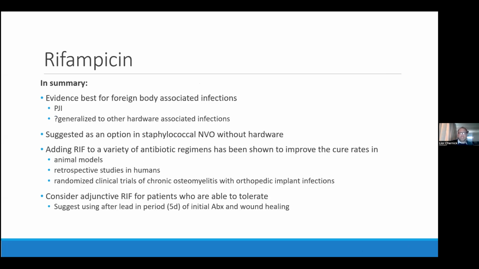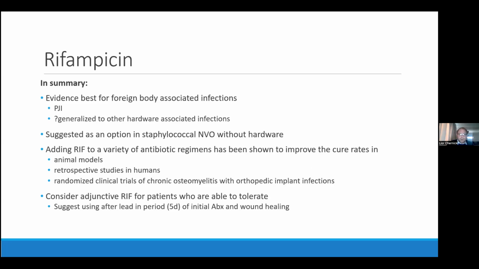It's suggested as an option in native vertebral osteomyelitis related to staph, even in the absence of hardware. It's suggested as a possible alternative therapy together with a quinolone in native vertebral osteomyelitis in the IDSA guidelines, although they don't give a clear-cut reference for why. I suspect it's related to the fact that we anticipate there is biofilm within those sequestra, and so there may be a role for it. But again, the evidence base for this certainly leaves something to be desired in native bone infections without prosthesis.